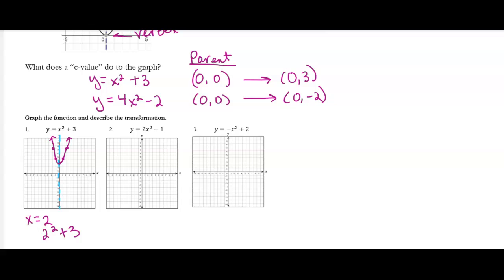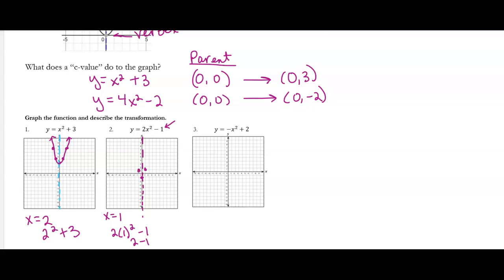Okay, so why don't you try and see where number 2 is going to be? Where's the vertex going to be? That's right. It's going to be going down 1. This is going to make it go down 1. And again, that's where your axis of symmetry is. So I'm going to pick a point to the left and to the right. I'm always going to stick with the positive ones. It's a little easier. So I'm going to plug in a 1. So 2 times 1 squared minus 1. Well, 1 squared is 1, so I get 2 minus 1. And so this is going to be over 1, up 1. And then the reflection's on the other side.